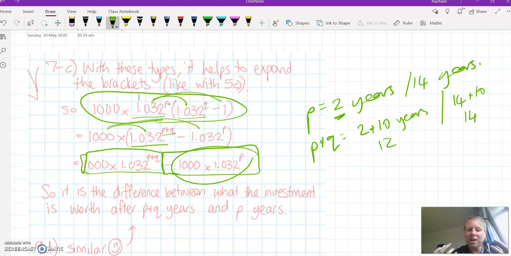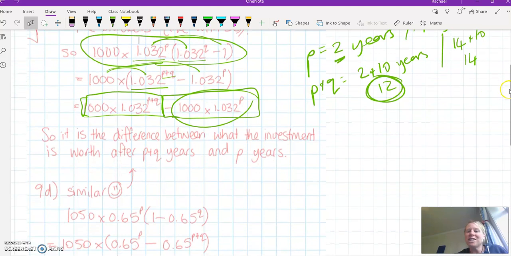So that expression ends up becoming the difference between P plus Q years and P years. It might be, if he wanted to know how much his investment grew between 5 and 15 years, and that's just shown in that beautiful little algebraic expression. I hope that makes sense.